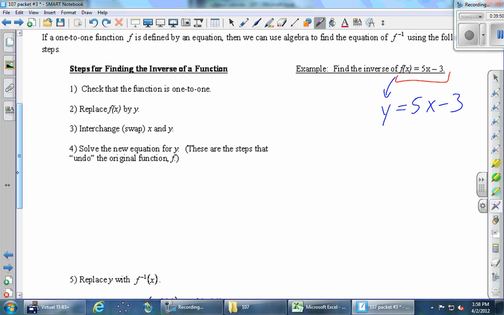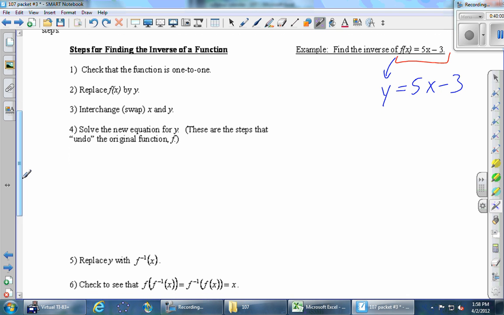And you can see that's not what I said to do in step 3. I said swap the x and the y. For me, I like swapping them first. If you want to swap them at the end, no problem. Let's go ahead and change all the x's to y's and all the y's to x's. So this becomes x equals 5y minus 3.